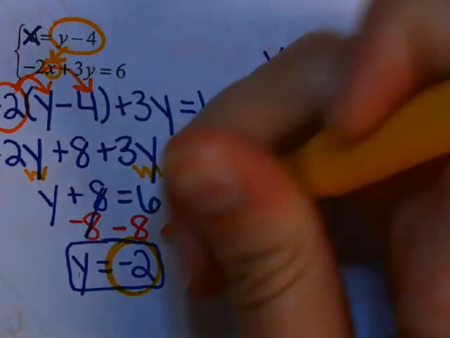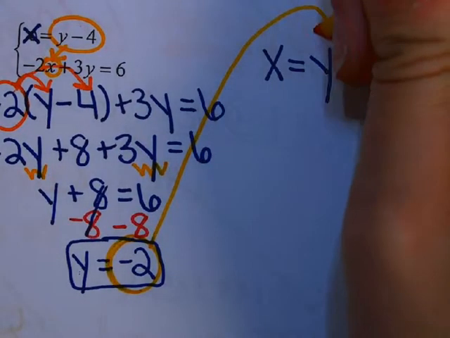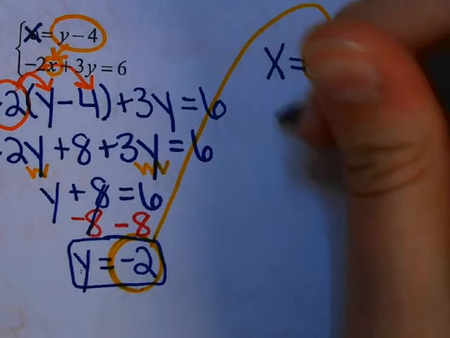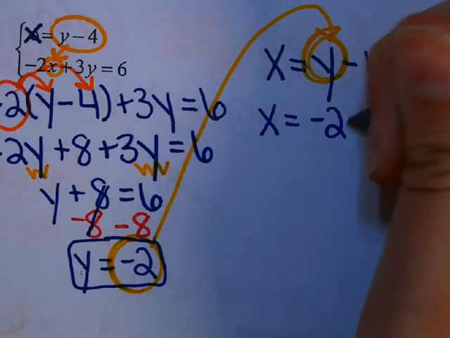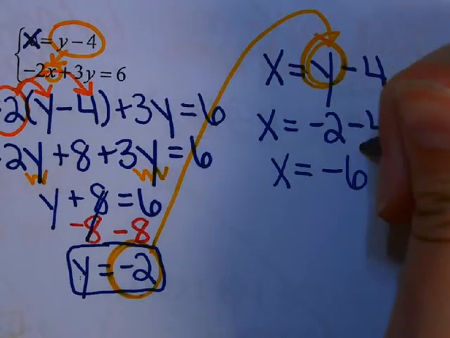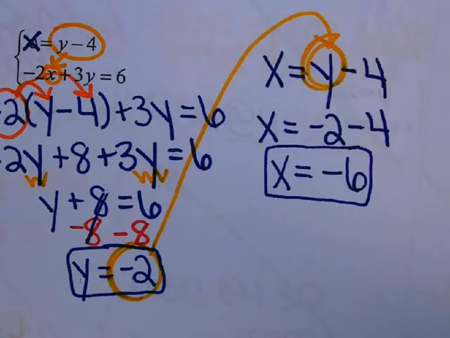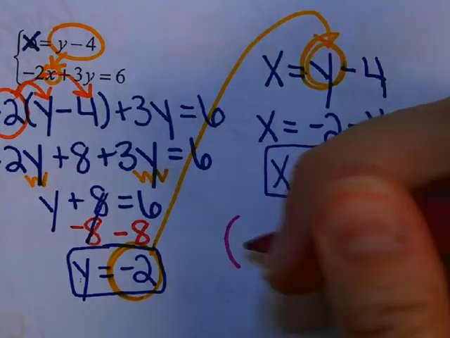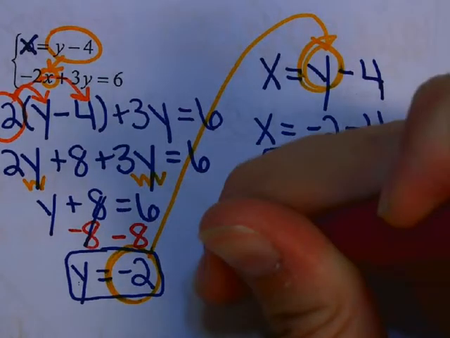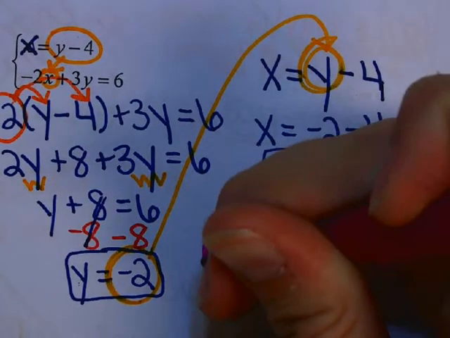So since we know y is negative 2, I'm going to take that value and stick it right here where y is. So that we get x equals negative 2 minus 4, and x then equals negative 6. Alright, once again, this is not our answer. Our answer is going to be an ordered pair. So the answer is actually the ordered pair negative 6 comma negative 2. And you can circle that nice, big, and proud there.